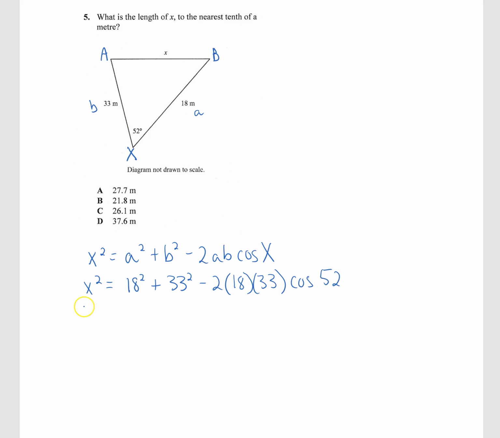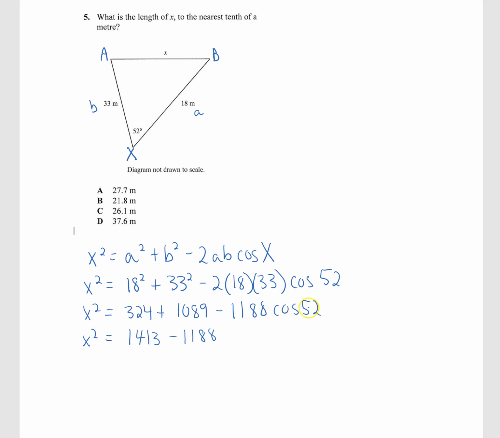Okay, so now evaluating this out, 18 squared is 324. 33 squared is 1089. 2 times 33 times 18 is 1188. Okay, and adding these two values gets us 1413.